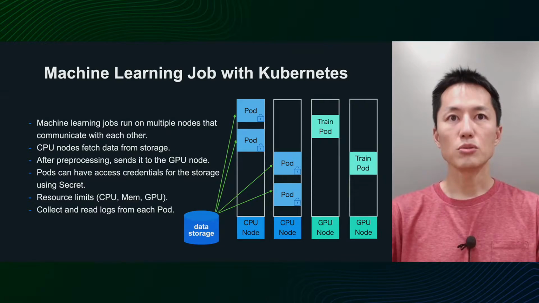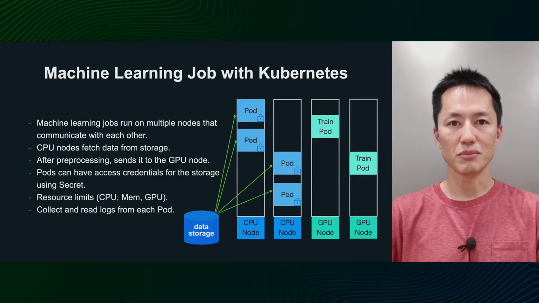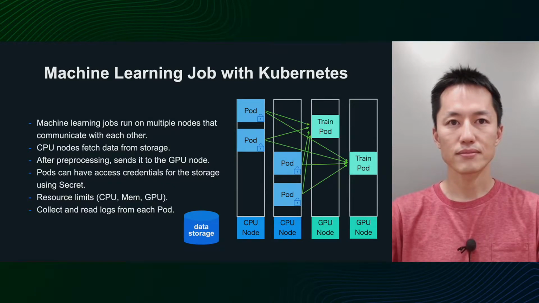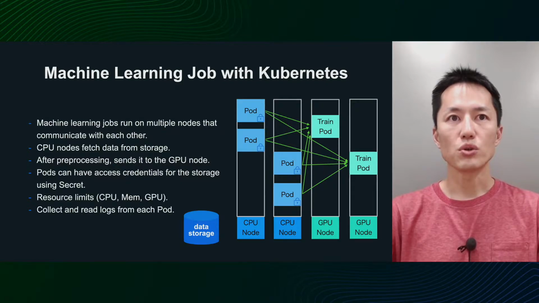In the machine learning room, we use Kubernetes to secure the necessary number of GPU and CPU nodes and communicate with each other to perform machine learning. Machine learning jobs run on multiple nodes and communicate with each other. The CPU nodes fetch data from the storage and process it appropriately. Then the data is sent to the GPU node according to the learning requirements.